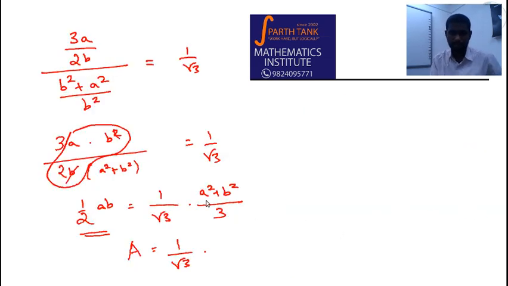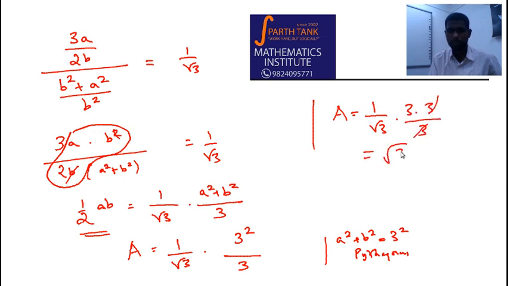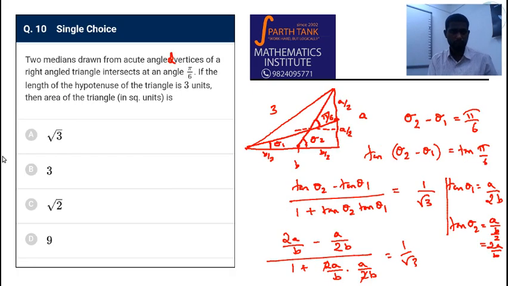Hypotenuse is 3. So a squared plus b squared is 3 squared by 3, because I am writing it explicitly, this is Pythagoras theorem. So my area is going to be 1 by root 3 into 3 by 3, which is root 3 square units. So the answer is root 3, option A. Very, very interesting problem. Identify these two as theta 1, theta 2, and then take that the difference between them is pi by 6.